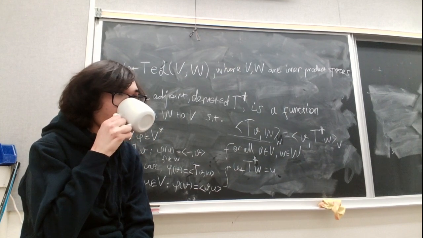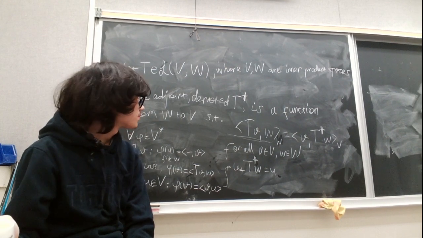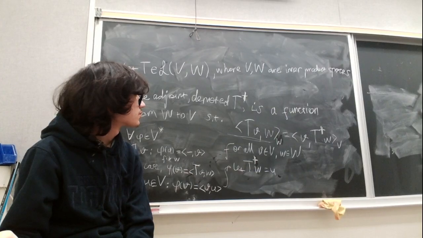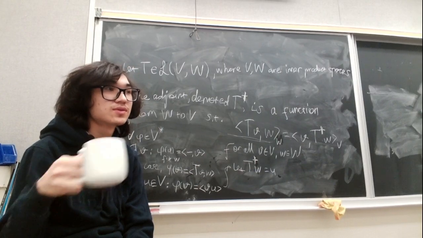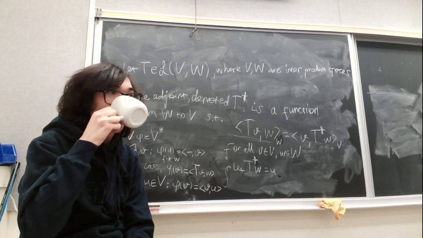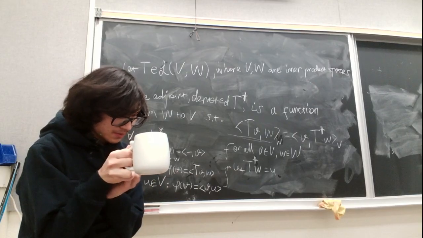Because remember, I said something about how the map is not linear, it's skew linear, so there's some complex conjugate involved, so what should I do? It's just the conjugate transpose. Exactly. I see. Why is this the case?